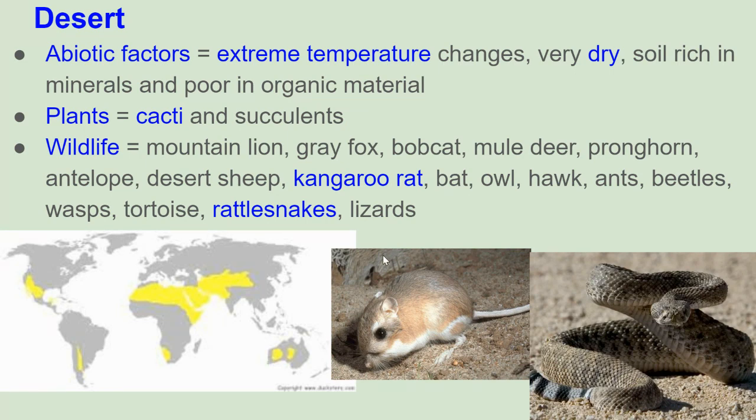So the big green part that you see in a cactus is actually part of its stem. Despite the fact that it's very cold at night and very hot during the day, there are a lot of different animals that live there, including mountain lion, gray fox, bobcats, mule deer, pronghorn, which is like a deer type of animal, antelopes, desert sheep, kangaroo rats are shown here. Bats, owls, hawks, ants, beetles, wasps, tortoise, rattlesnakes are famous in the desert, and then lizards. So many types of organisms can live there, but they are very different from organisms that live in other parts of the world because they have to be adapted to the extreme temperature changes.